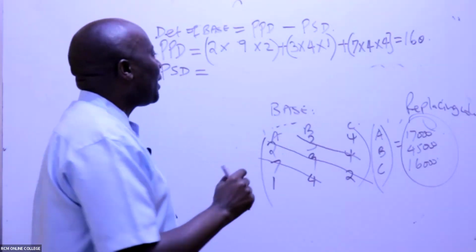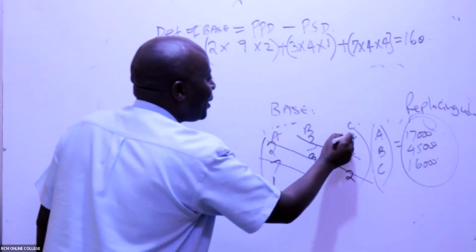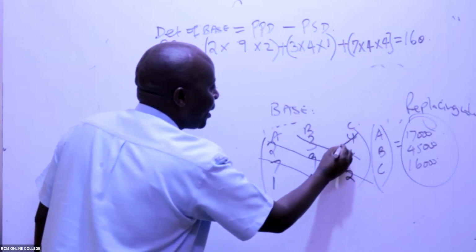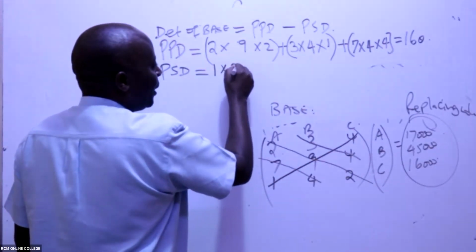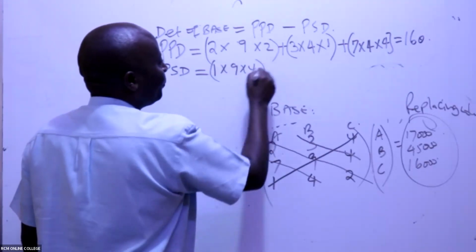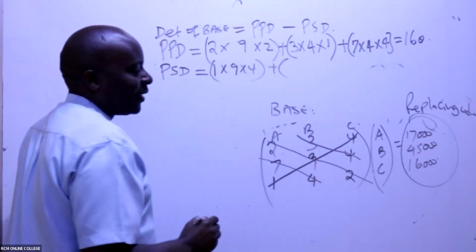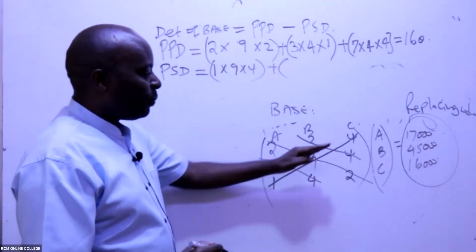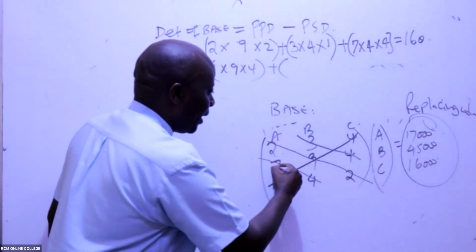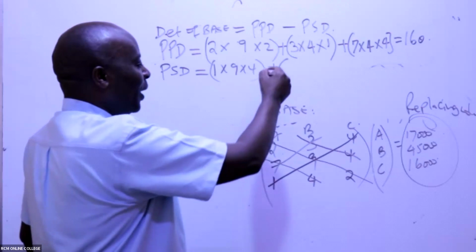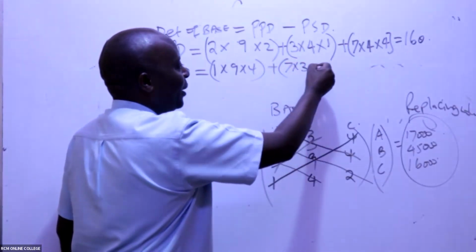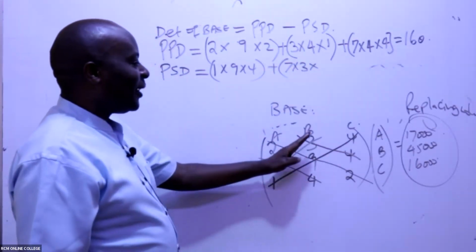Yeah. So in this case here, secondary. So the very, very important secondary is this one here. Yeah, that's the main one. So we have here 1 times 9 times 4 plus. Great. So parallel secondary, this one here. But there are only 2 elements. 7 times 3 times, is there somebody who can give me the third element?